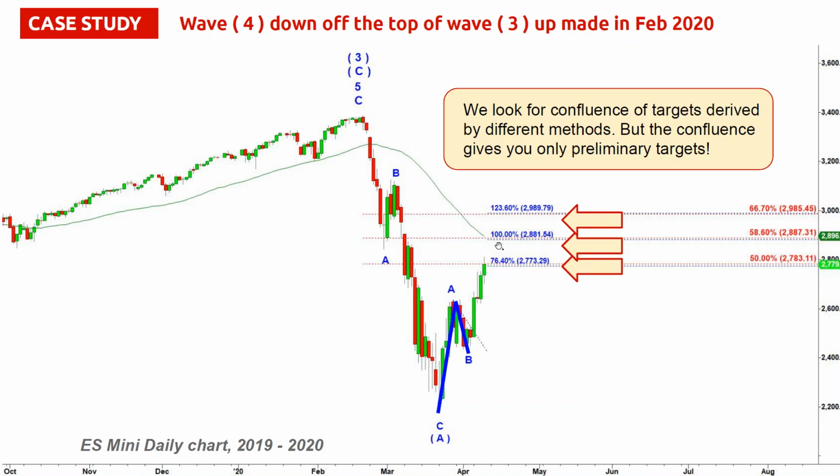In addition to that, we could add, for example, major moving averages, like that green one. This is the 50-day moving average. And look, it's coming to the very same level, so it adds importance to that level. So around 2880, we have a very strong resistance.